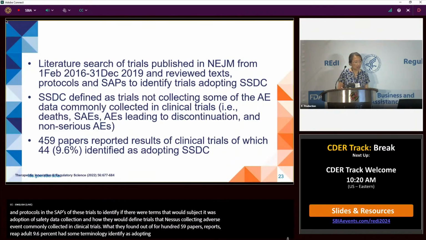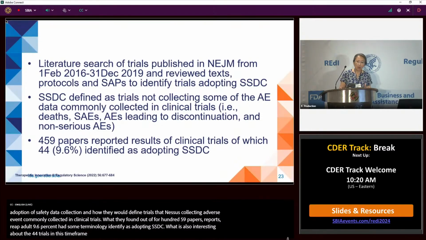What's also interesting about the 44 trials in this time frame was that in terms of the therapeutic area, more than half of them were in the cardiovascular space. And most of them were cardiovascular outcomes trials. So they were very focused on identifying either a benefit or evaluating a safety concern. It was followed by infectious disease and then oncology. And then the other interesting thing is that over 90% of these trials were actually conducted before 2017. So well in advance of ICH E19 actually being published.